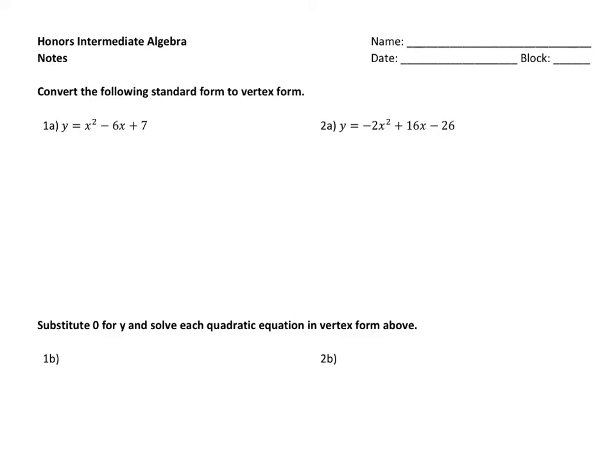In this video, we are going to go over how to solve by completing the square. We actually already know how to complete the square because we used it already to convert our equations from standard form to vertex form. So let's review that really quick. If I were to convert this 1a problem from standard form to vertex form, my first step would be to move my c value over.